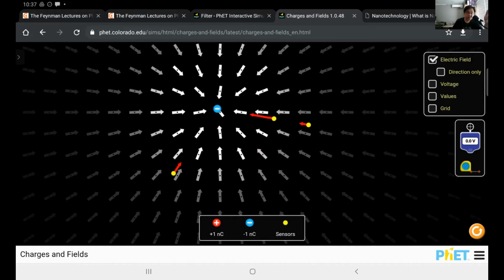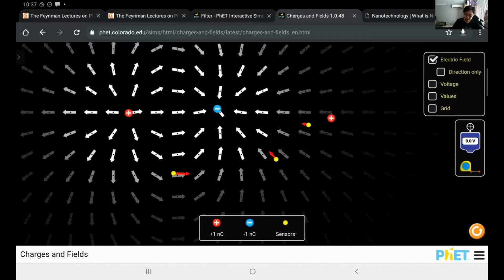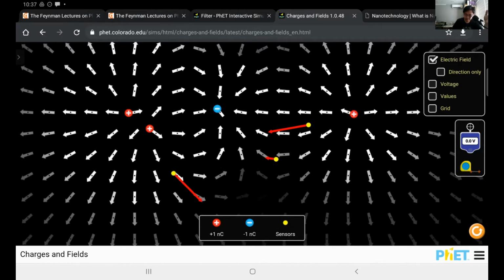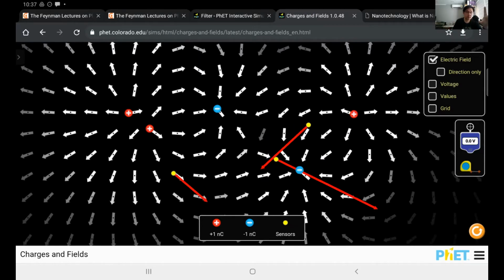All right, but this one will give you a sense of what is happening here. And then when you combine this, you can go as crazy as you like. You can place a lot of charges on this one, and the vector that you get at the position of the sensor is the net vector summation of the electric field generated from those charges in the system.